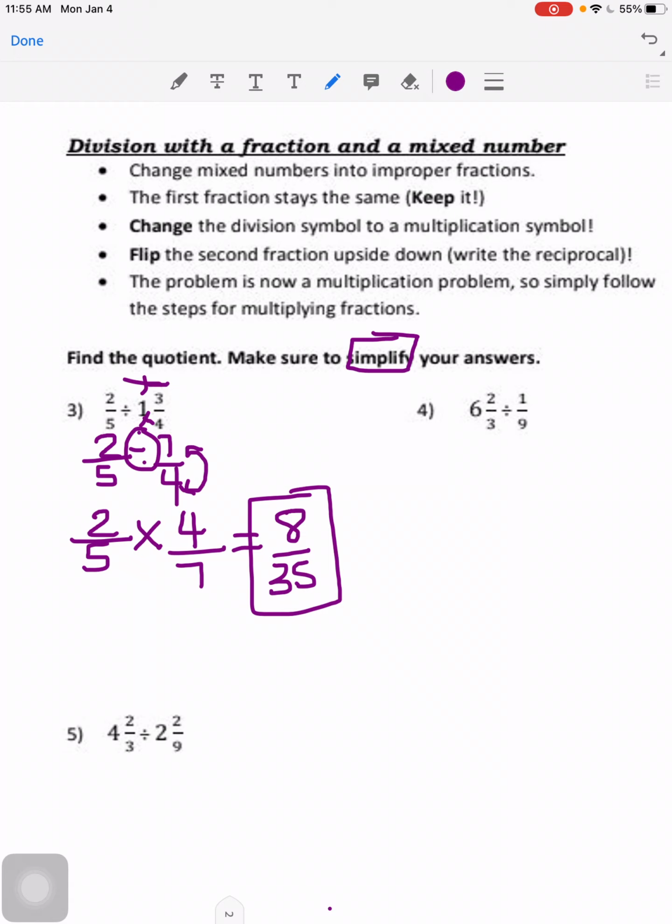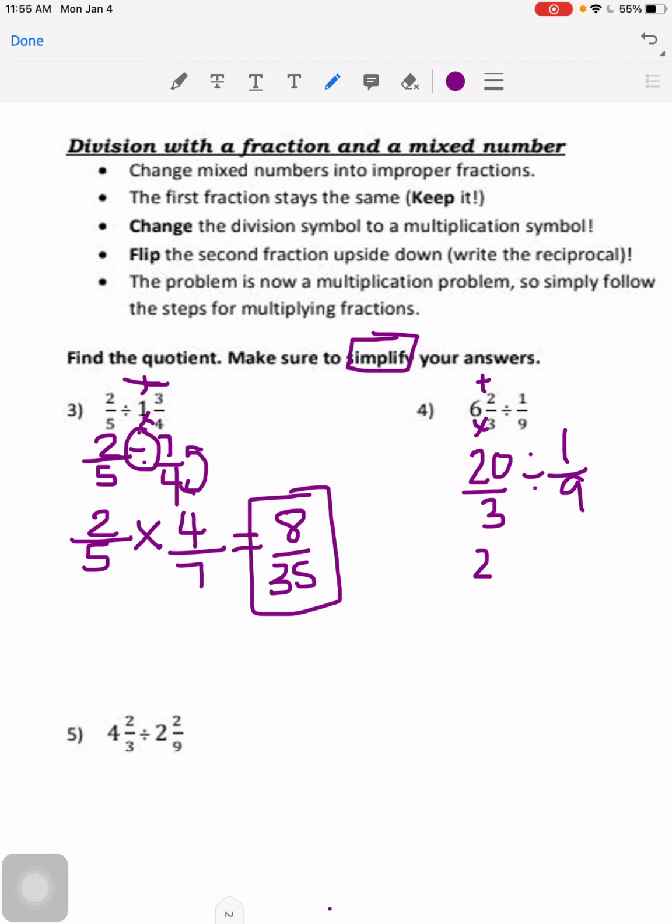All right, let's look at number 4. We're going to rewrite our problem. First, we're going to change this into an improper fraction. So 6 times 3 is 18, plus 2 is 20. Keep our denominator at 3. Divided by 1/9. Then we're going to follow our steps to divide the fractions.